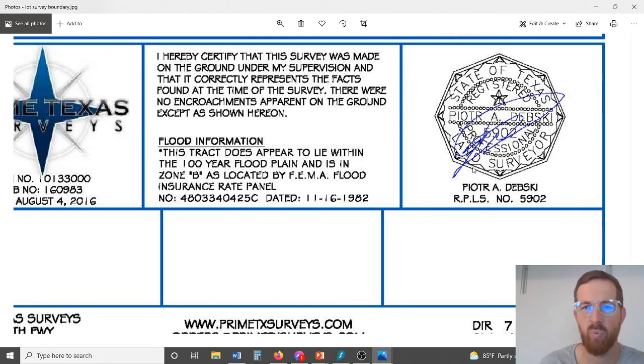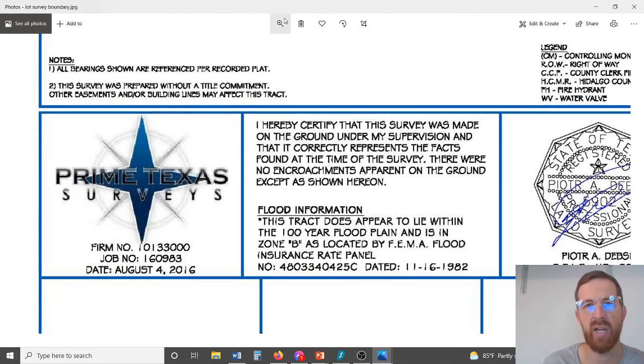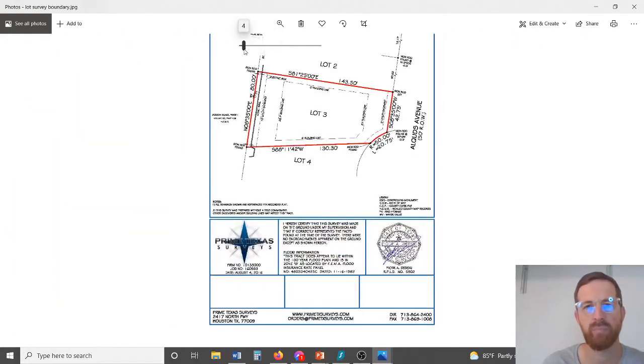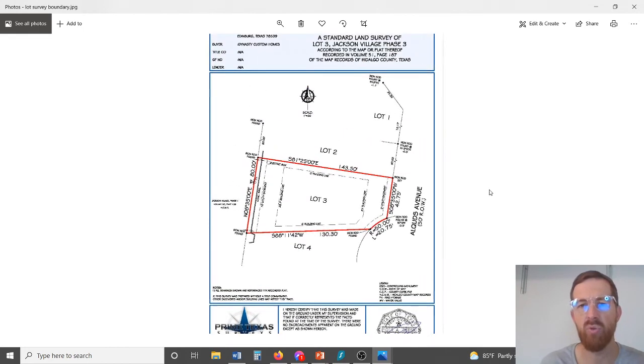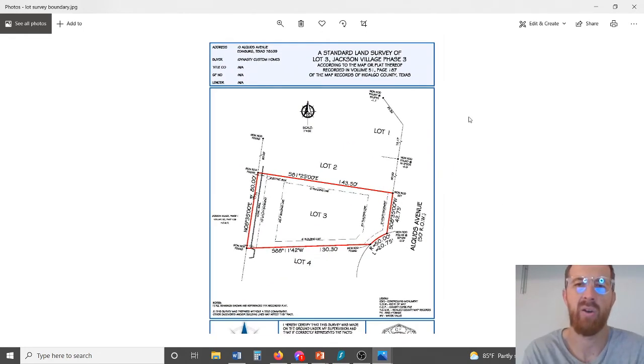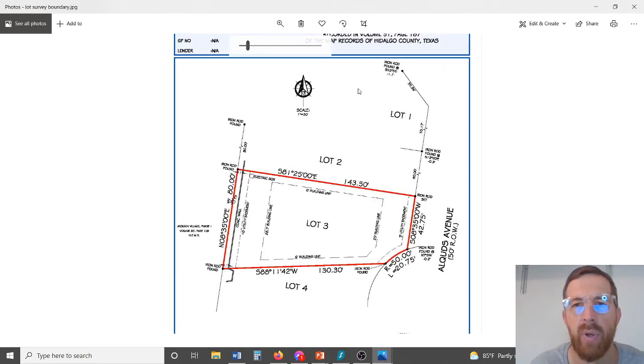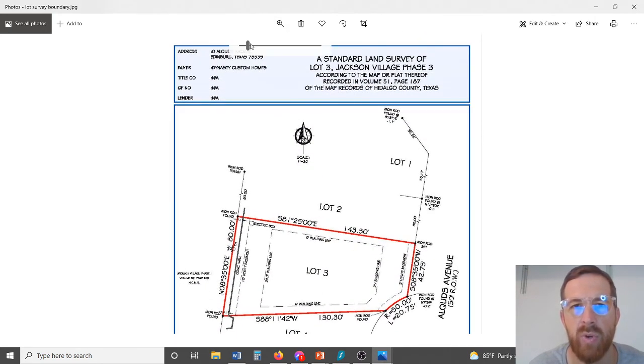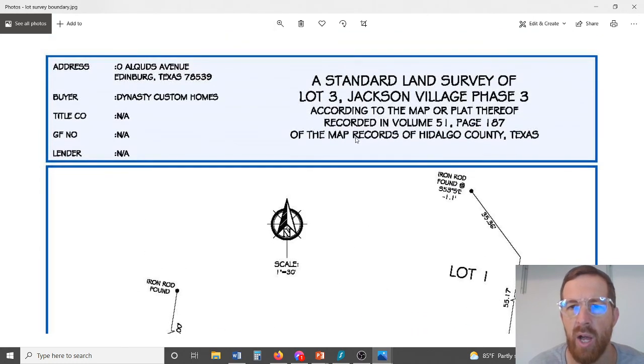Okay, so one last thing about reading a survey is once you have a survey done and you've read that survey, it's very important that you record that survey. Now, not necessarily is your surveyor going to do that for you. You probably want to ask them about it, but you should record it. So you can actually see here, this one says it was recorded in volume 51, page 187 of the map records of Hidalgo County, Texas.